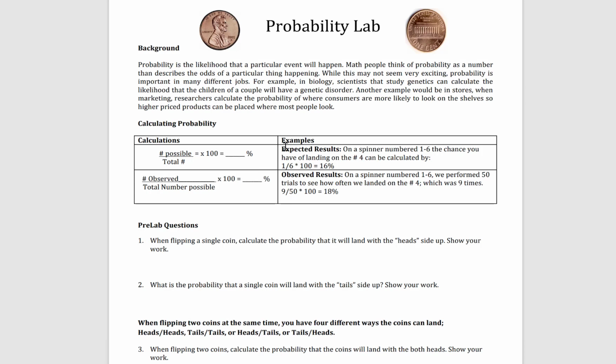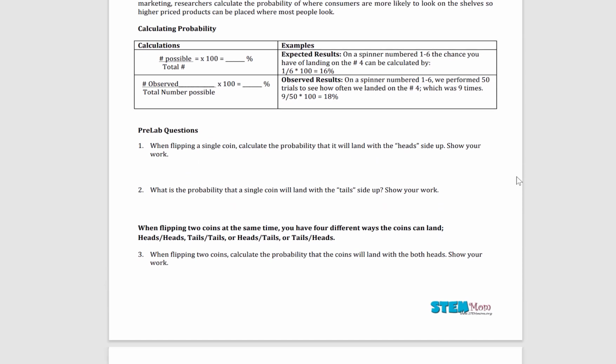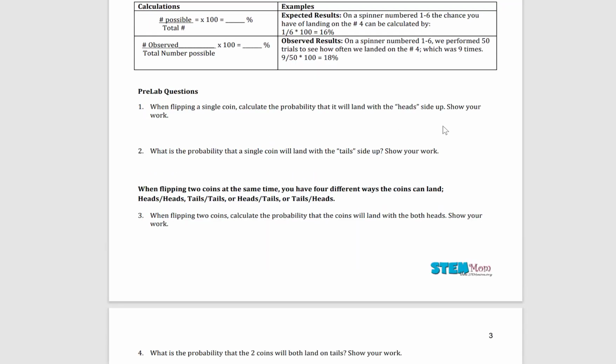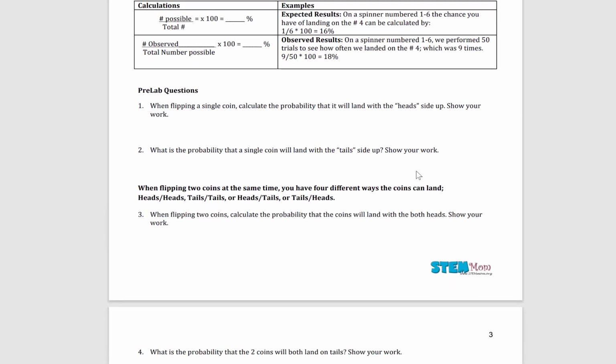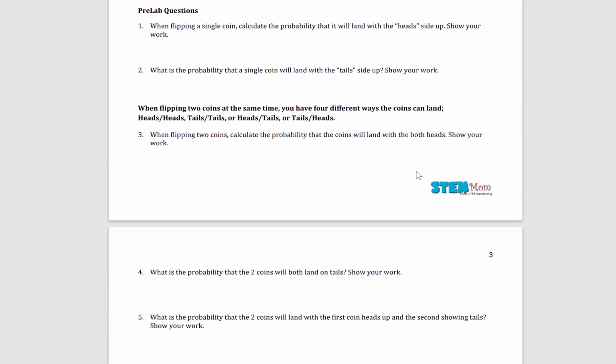So here we have the expected results, and then here we have observed results. So this will be similar to expected being like classical and observed being like empirical. So the pre-lab questions, you're just going to follow pretty much the same format as we did here, talking about calculating probability. And then they're going to ask you questions about, okay, what if we have two coins to flip and all the different scenarios.